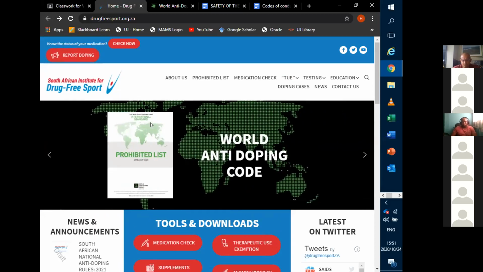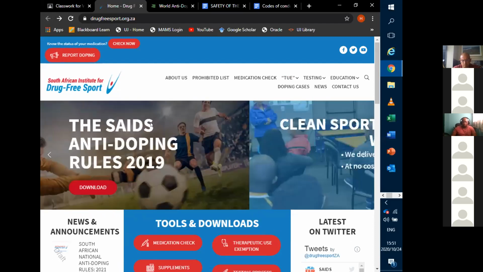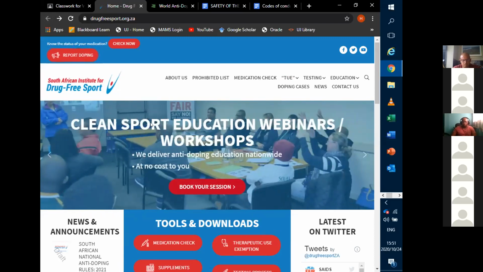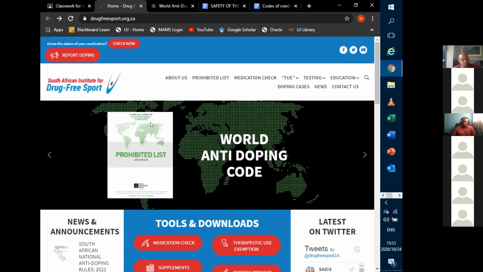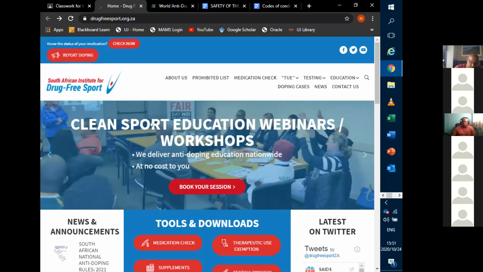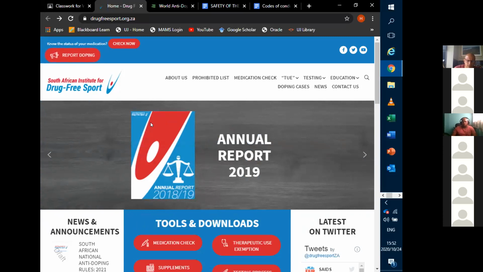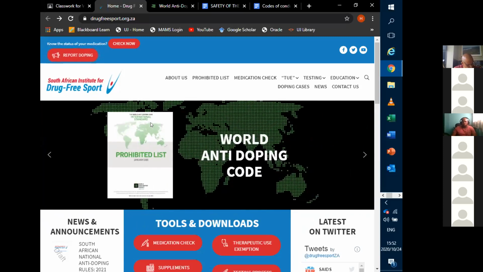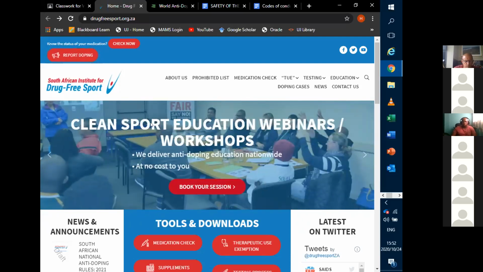With regards to supplements, they are not regulated in this country. There was a research study done a couple of years ago by one of the professors at the University of Free State. He went around all the local pharmacies, Dis-Chem and whatever, in Bloemfontein. I think he went to about 20 stores, bought different products and went back and tested them. The SAIDS laboratory used to sit at the University of Free State until we lost our accreditation as a WADA laboratory a couple of years ago.